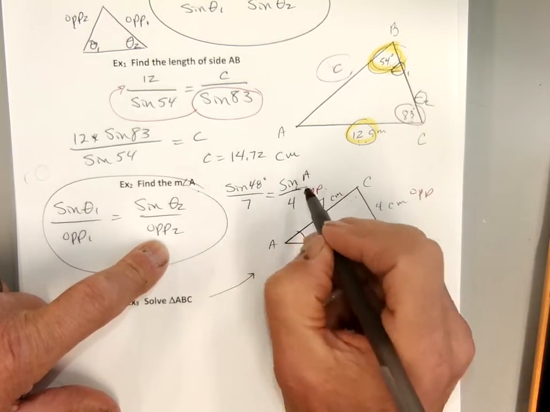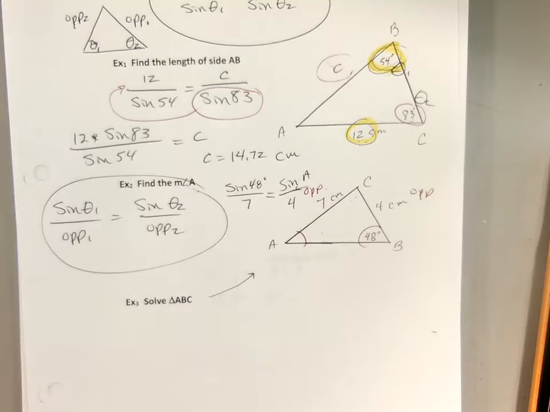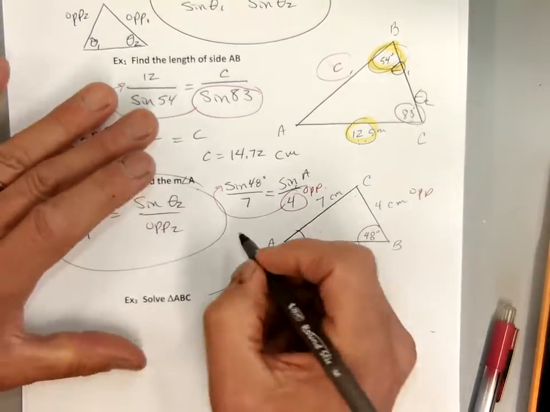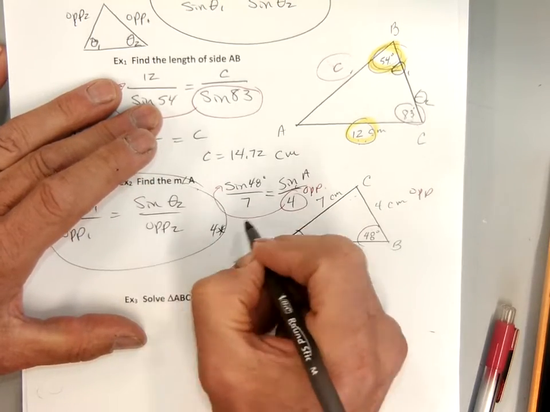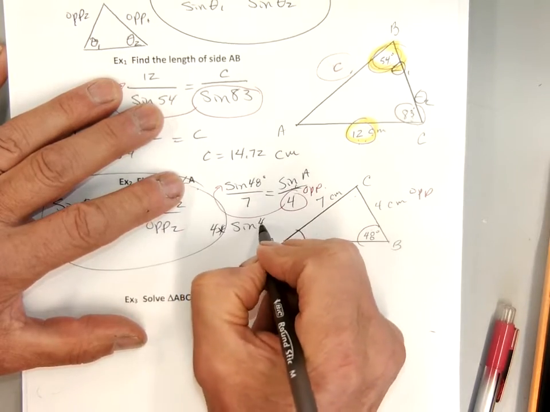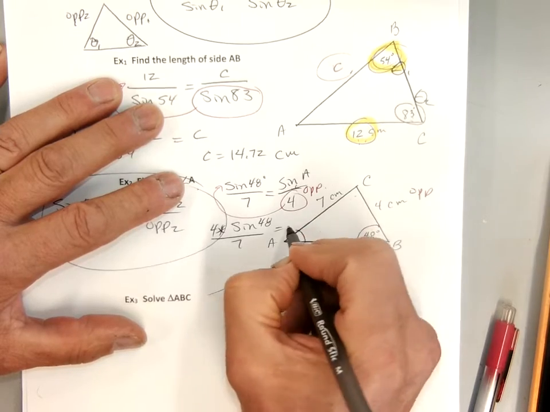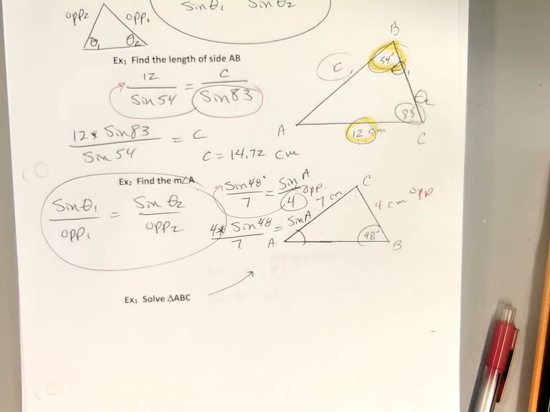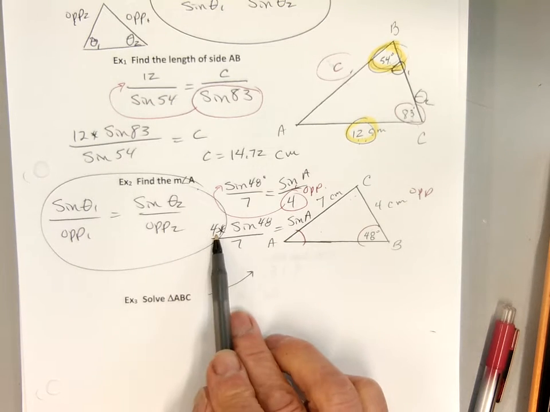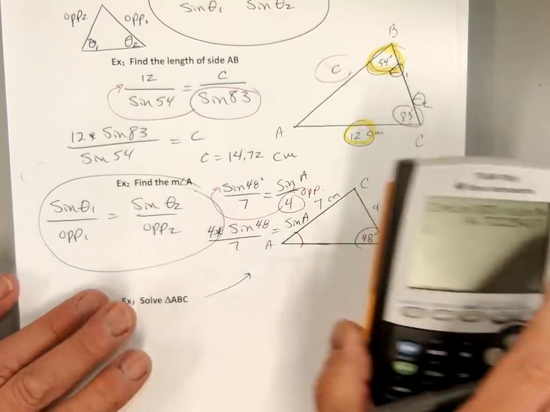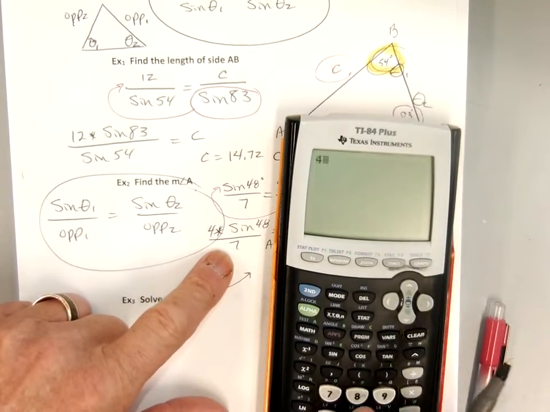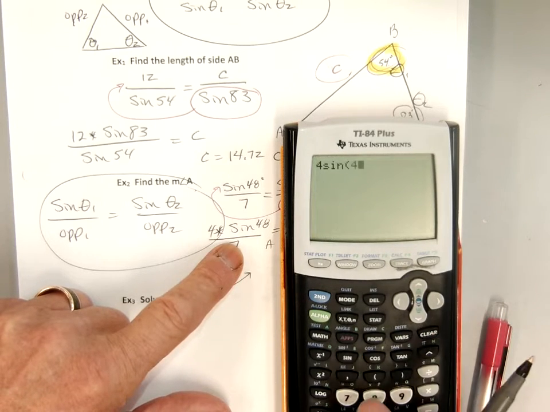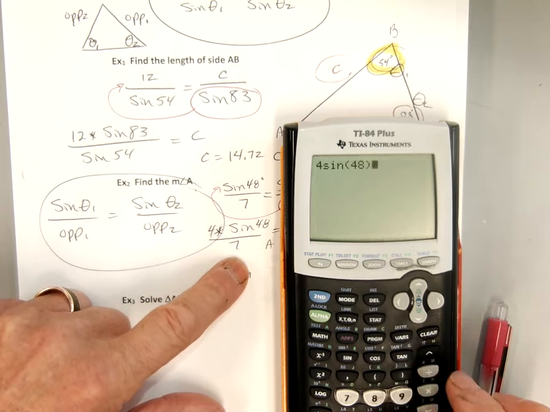Now, I'm looking for sine of A, so I need to solve. I'll multiply up the 4. I'll bring it right there. And we write this as 4 times the sine of 48 degrees over 7 equals sine of A, okay? Now, I'm going to use my calculator. I'm going to go 4 times the sine of 48 degrees, close the parentheses, divided by 7.